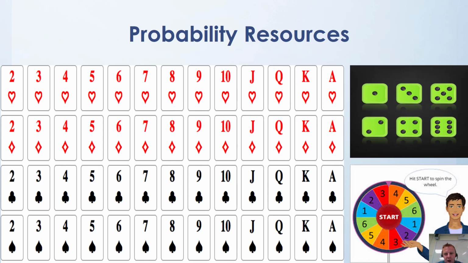So these are some of the most common resources that are used in probability, such as a deck of cards. There you have 52 cards, 13 hearts, 13 diamonds, 13 clubs and 13 spades. So for example, if I asked you, what is the probability of getting a red? Well, you've 26 red cards there out of 52. You can simplify that to 1 over 2.